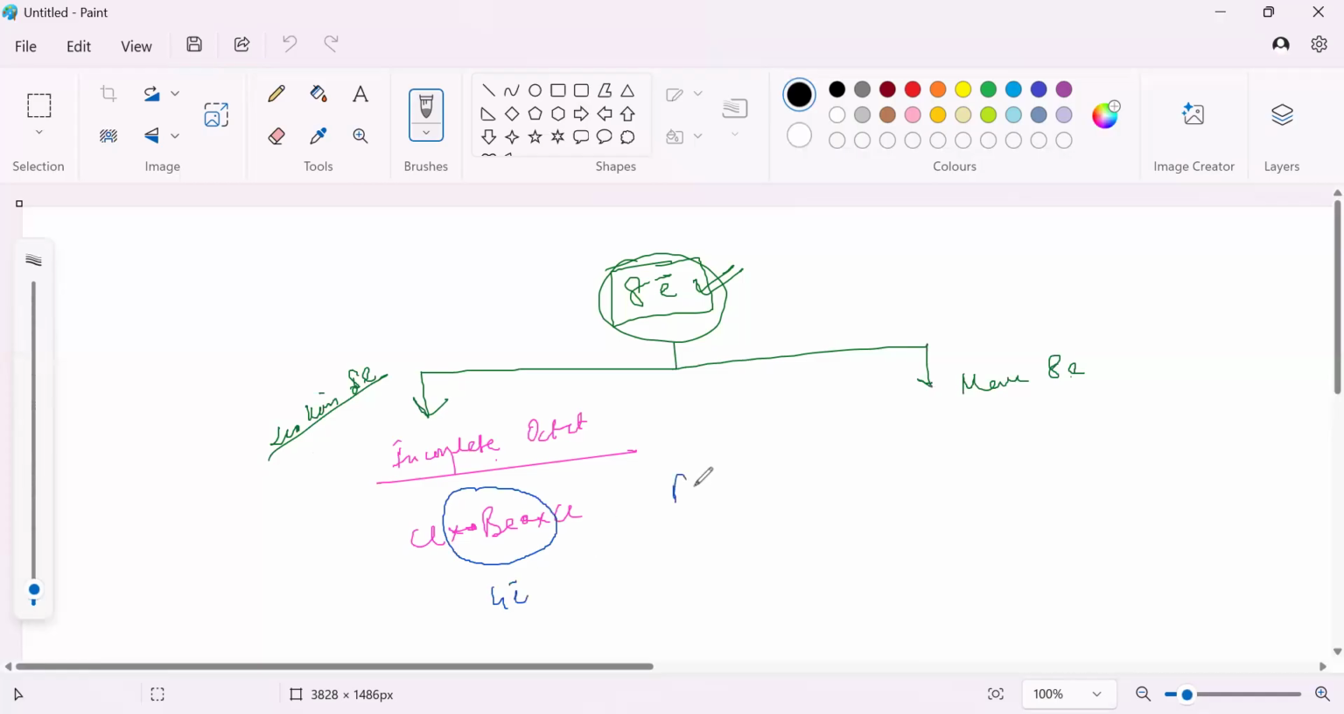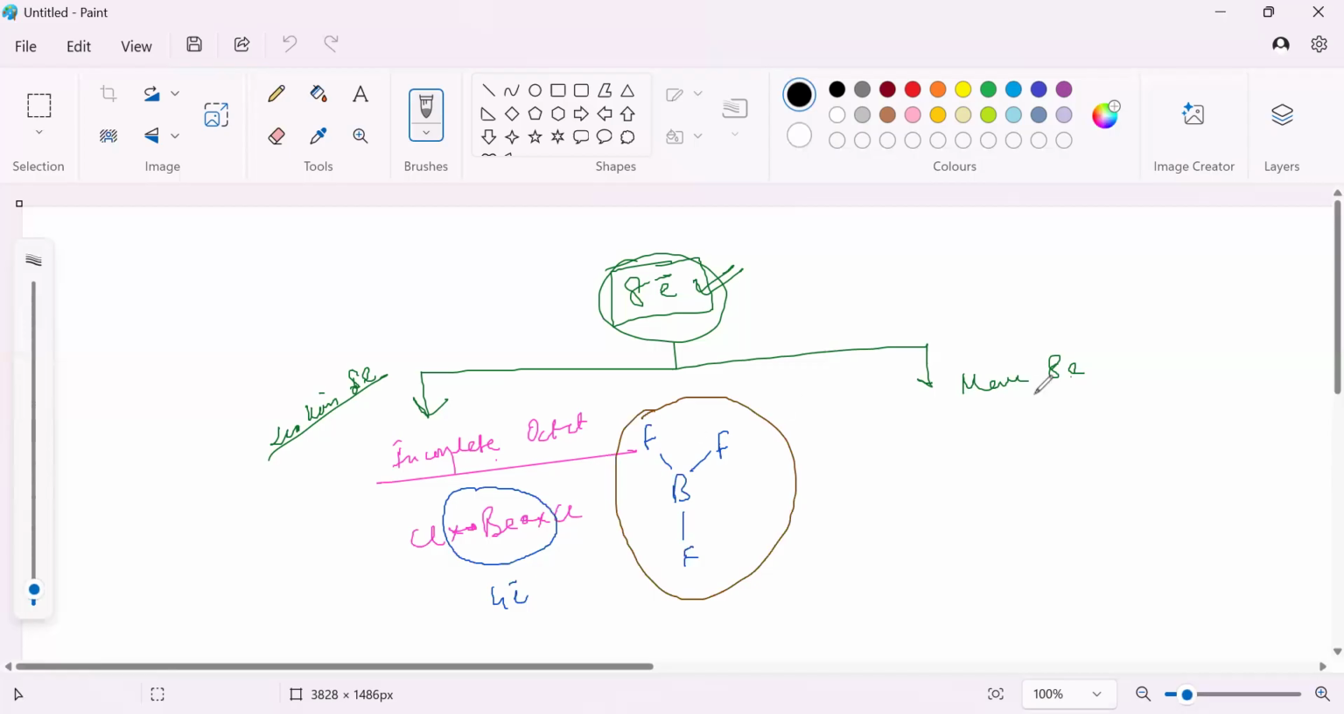Now suppose BF3. In BF3, how many electrons are there after the bonding? 6. So it's short of 2 electrons. So these can act as Lewis acids. Lewis acids are those which will be taking electrons. They're electron pair acceptors.